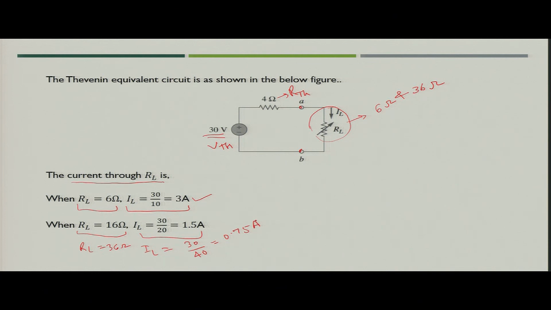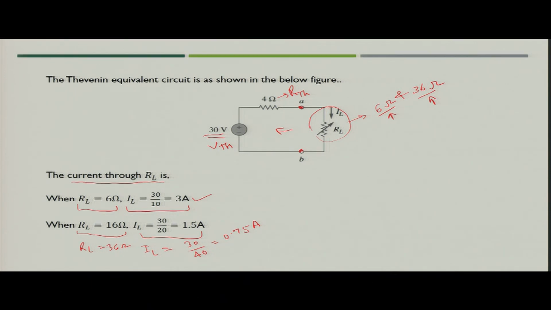So, you will get 0.75 ampere. So, in this way, the benefit which you will get is that you will keep the left of the terminal AB same, and you will keep on varying the load resistance, and you can find out the value of load current when various load resistances are given. So, in this way you can calculate the value of the load current for various loading conditions.